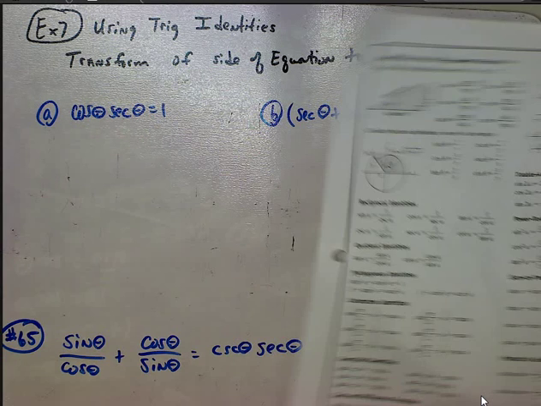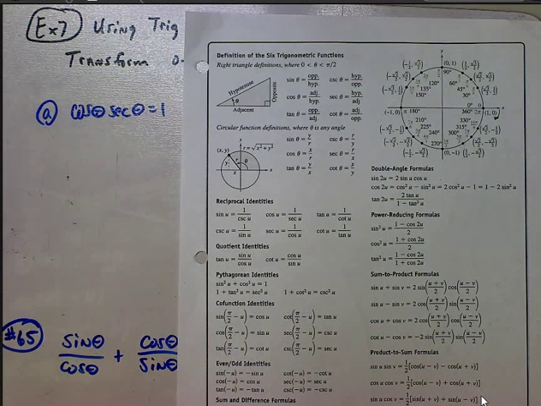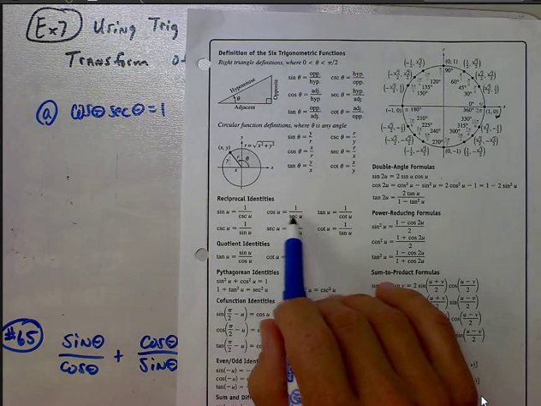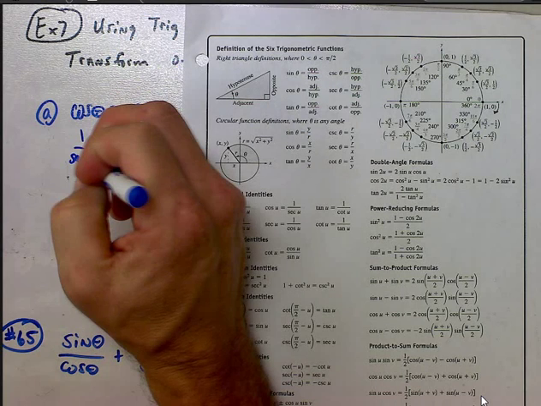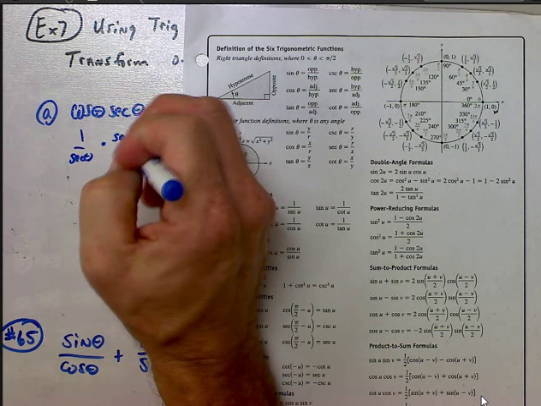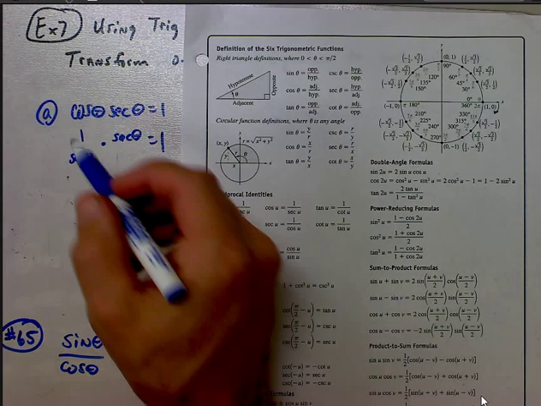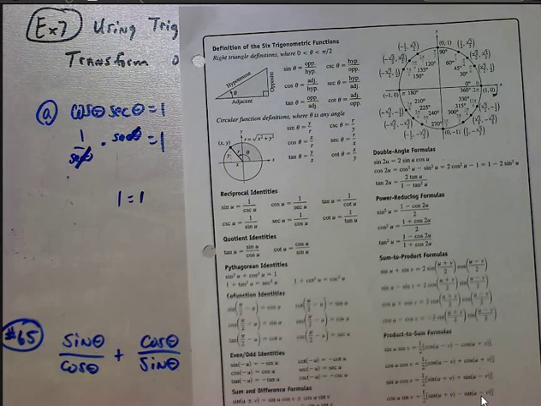So the first thing I notice is for cosine and secant, I can trade out cosine and put in 1 over secant. So I'll change this to 1 over secant of theta times the secant of theta equals 1. Notice that secant of theta is on top and bottom, so they cancel each other out. I'm left with 1 equals 1.